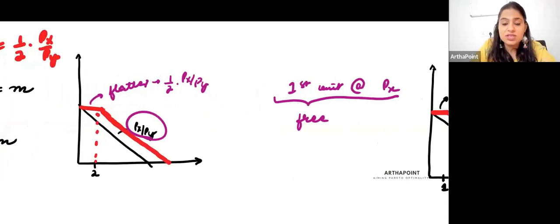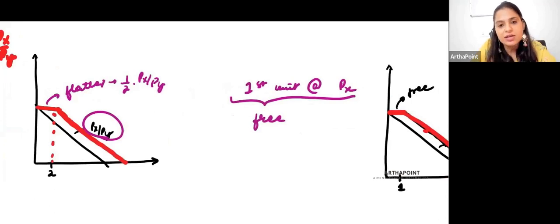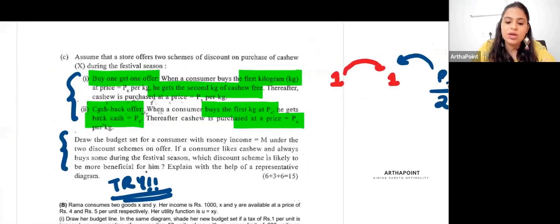Whereas here, this is not free. It is half the original price. So it is flatter, not horizontal like this. It will be flatter and then it will be steeper. It's an excellent question. It usually comes in exams like this. So it is to be practiced again.